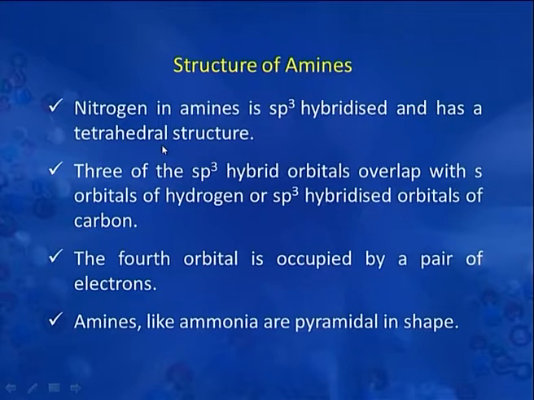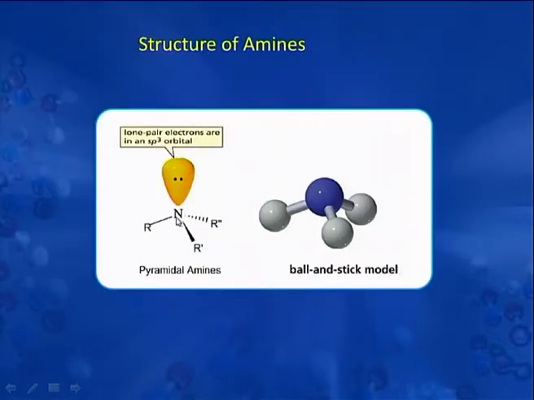If you look at the lowest or the first amine, that is methanamine, you will find that it has the structure CH3NH2. The nitrogen in amine is sp3 hybridized and has a tetrahedral structure. Three of the sp3 hybrid orbitals of nitrogen overlap with the s orbital of hydrogen or the sp3 hybridized orbital of carbon. The fourth orbital is occupied by a lone pair of electrons, and that is why amines, like ammonia, are pyramidal in shape. You can see here that this is nitrogen.